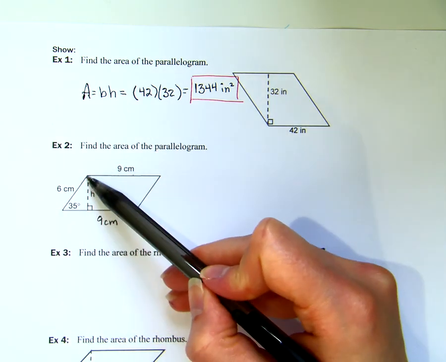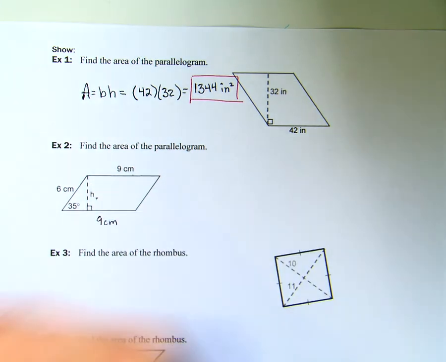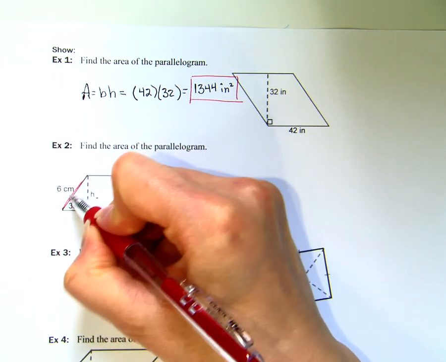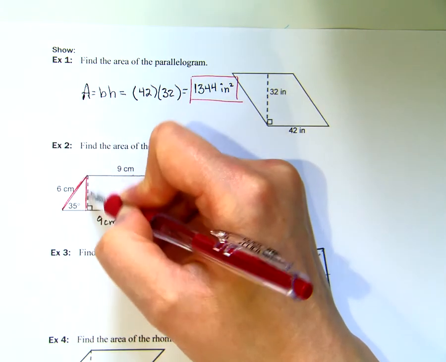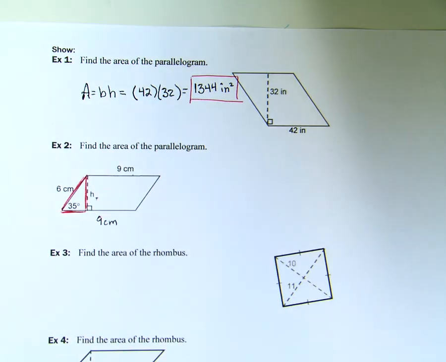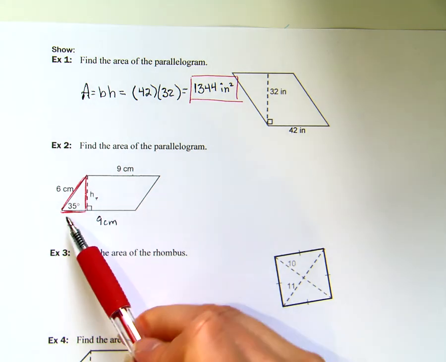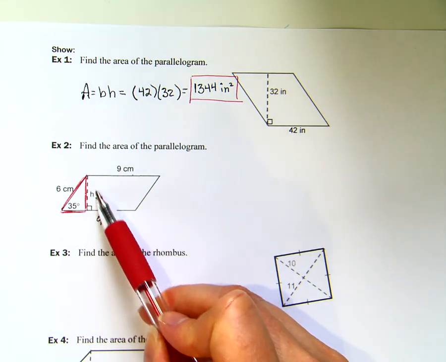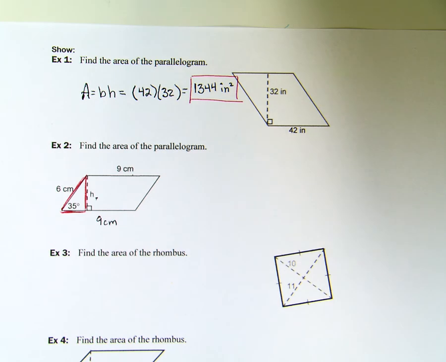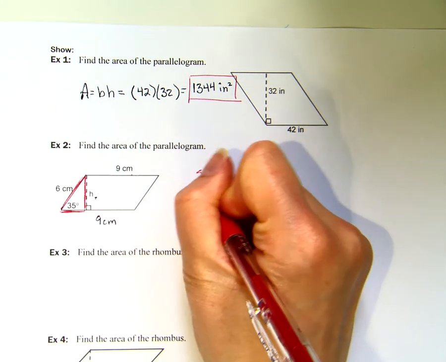But this 6 is not the height. This is a side of the parallelogram. We have to find the height. What they've given us, though, is this angle. And what we can do is use our trigonometry, those sine, cosine, and tangent functions, to help us solve for the height. All right, so let's think back. Sine, cosine, and tangent. If we have the side opposite the angle, and we have the hypotenuse, so opposite and hypotenuse, which function will we use? Sine, cosine, or tangent? Hopefully you said sine.